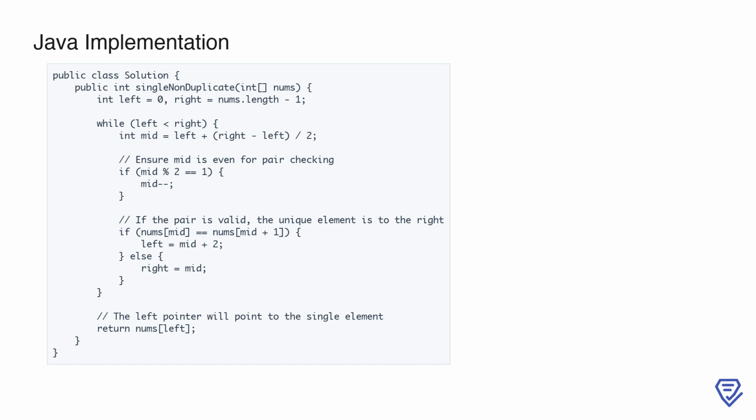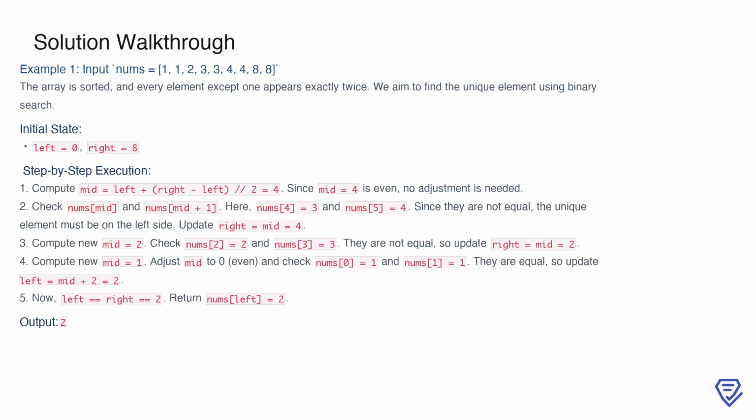of O(log n). Here, we are given a sorted array where every element appears exactly twice, except for one unique element. Our task is to find this unique element using binary search. We start with left at 0 and right at 8, the indices of the first and last elements in the array. First, we calculate the middle index using the formula mid equals left plus (right minus left) // 2, which gives us mid equals 4. Since mid is even, no adjustment is needed.